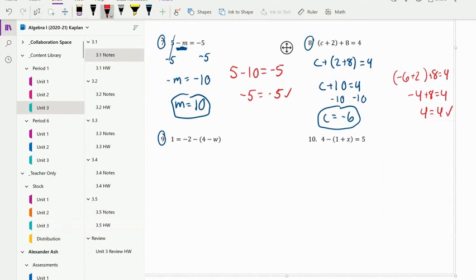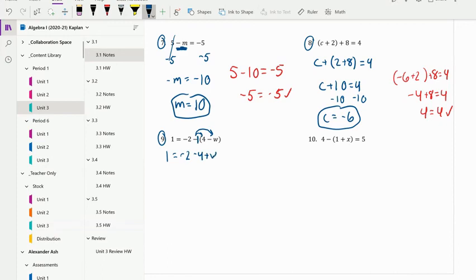Very good. Moving on to our last example for addition and subtraction here. We have 1 equals negative 2 minus 4 minus w. Well, just like we talked about in the last unit, let's simplify first. Remember, this negative is really a negative 1, so let's distribute the negative 1 through. So we get negative 2 minus 4 plus w.